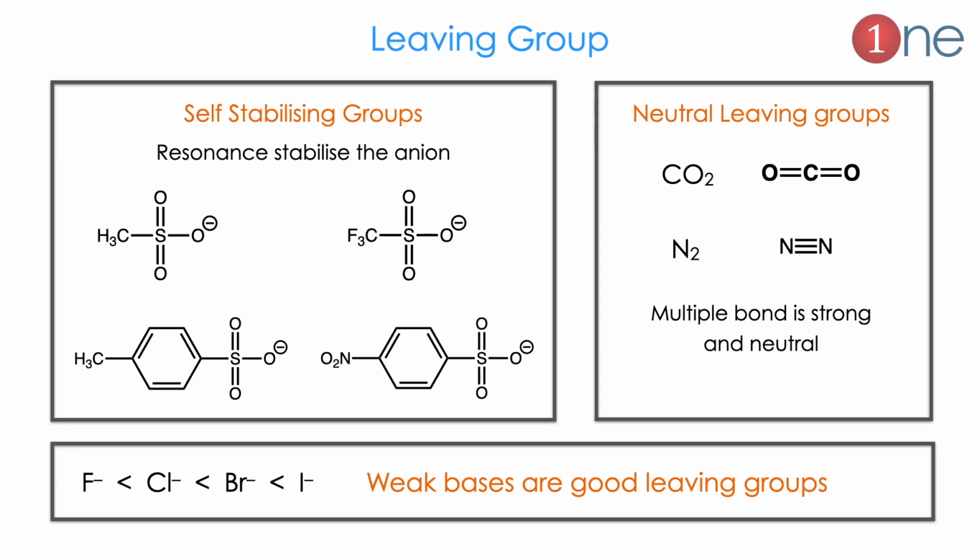Similarly, neutral molecules are better leaving groups, particularly CO2 and N2. CO2 and N2 are very neutral, moreover they have multiple bonds, so they are very strong. Once it leaves, it never comes back. Finally, bigger molecules or weak bases are good leaving groups because they disperse the charges much better. That's why they are very good leaving groups. So weak bases are very good leaving groups.